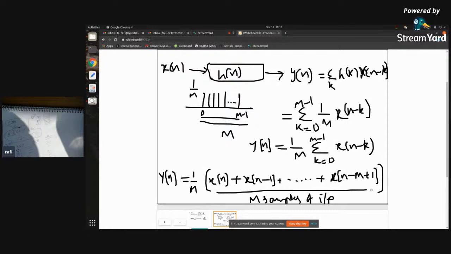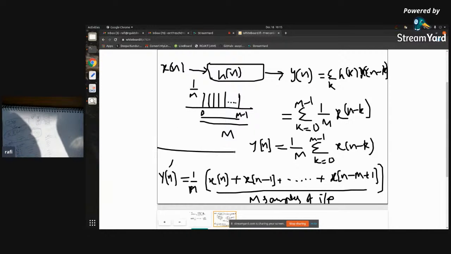So these m samples of the input are added and divided by m, which will give you the average of these m samples at n, that is y of n. The output is the average, so when n increases, again you will get new m samples and you will get another new value.